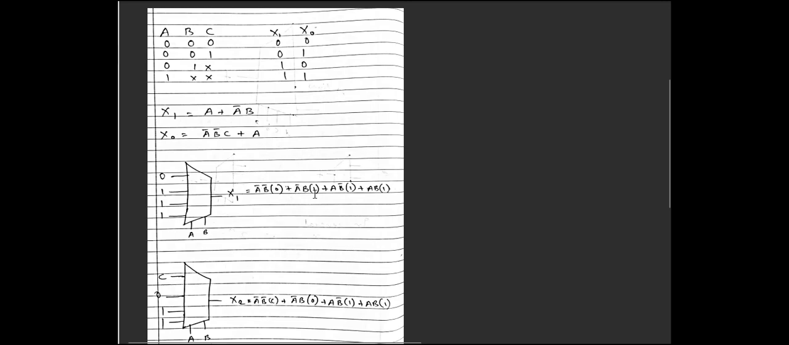For A bar B, then also it should be 1. And here A bar B bar is not present. It is because it must have been multiplied by 0. That is why that term has vanished. So A bar B bar times 0. So we have fed in 0 here.